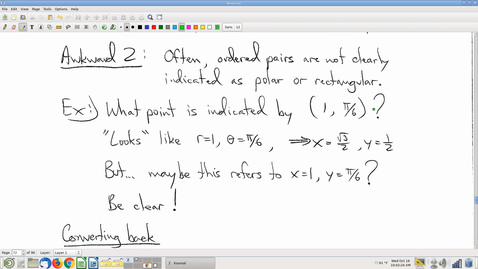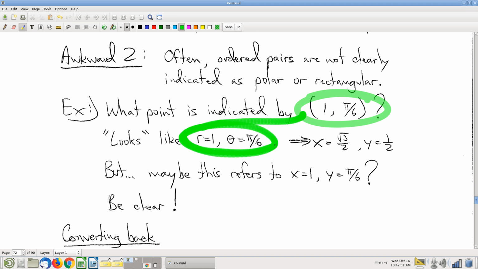This is just an awkwardness. I'm sorry, it's frustration, but this is what it is. It's not necessarily clear just because you write down an ordered pair whether you're talking about that point's rectangular coordinates or some of that point's polar coordinates. You write down, for example, 1 comma pi over 6. What does that mean? It's possible that by 1 comma pi over 6 you mean that r is 1, theta is pi over 6. I mean, pi over 6 kind of looks like an angle, right? And so if you would just interpret based on an assumption that that's polar coordinates, you'd think you're talking about this point.